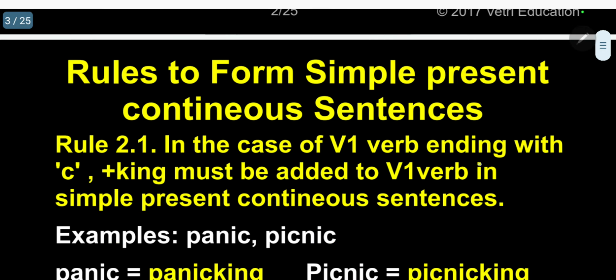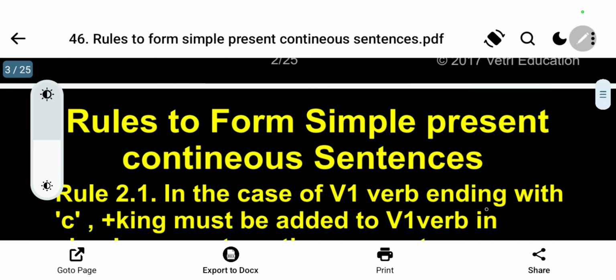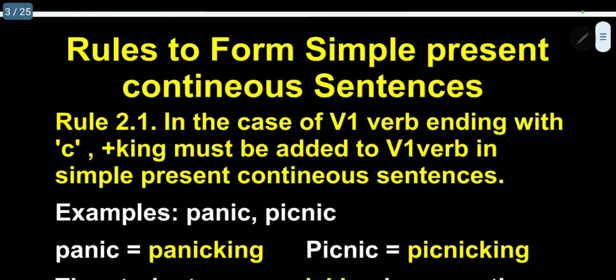Now, I have already pointed out earlier, sentences can be classified in a number of ways. One method is we can classify them as simple sentence, interrogative sentence, imperative sentence, and exclamatory sentence. In another way, we can classify them as simple, compound, and complex sentences.